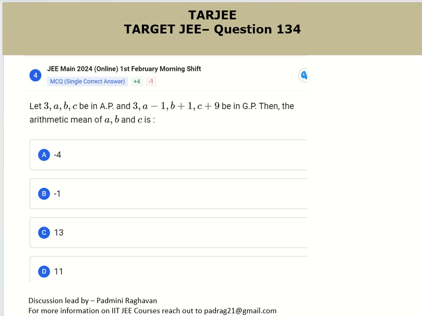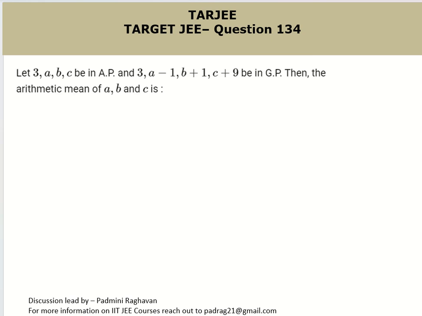Let 3, a, b, c be in AP. 3, a minus 1, b plus 1, c plus 9 are in GP. Find the arithmetic mean of a, b, c. Options are minus 4, minus 1, 13, 11. A simple JEE question involving AP and GP. Let's see how to go about it.